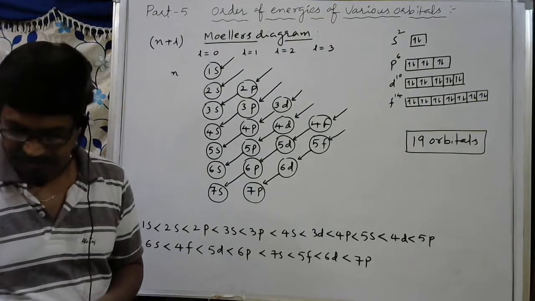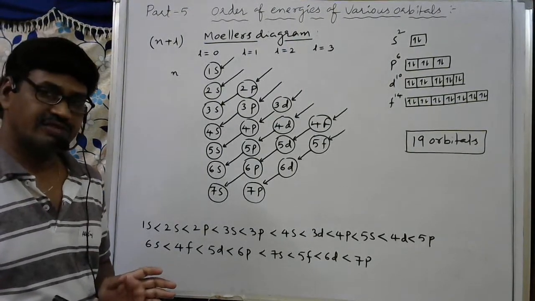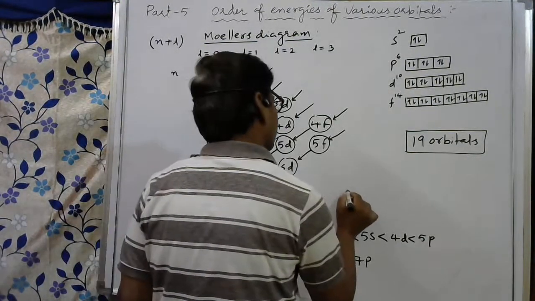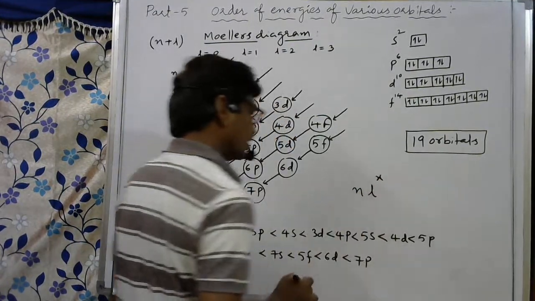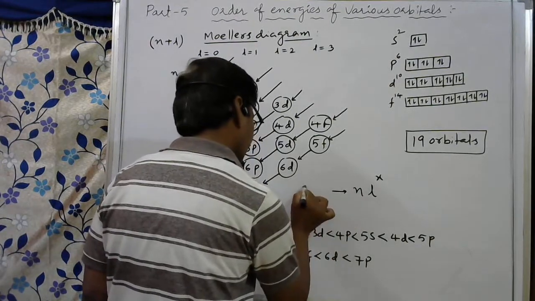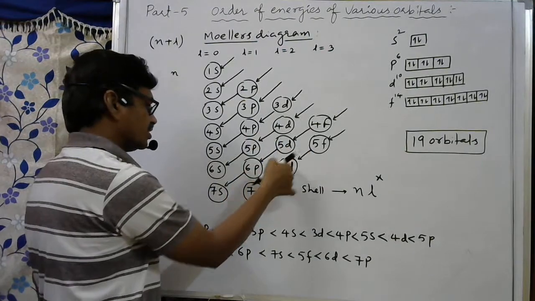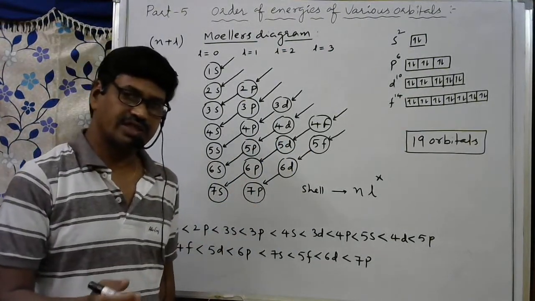Now I am giving one example. Before that, what is the method of writing electron configuration? So for writing electron configuration we have this method, the NLX method. N is nothing but the shell. Shell is nothing but like this, 5, 4, 6, 7. This is nothing but normal whole numbers, 1, 2, 3 like that.